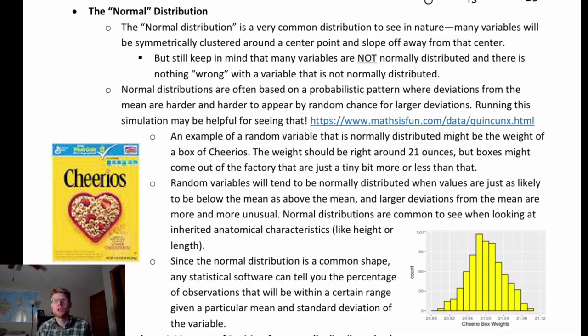So a normal distribution is just a very common distribution to see in nature. Now, I want to clarify though, it doesn't mean that there's something wrong with distributions that are not normal, right? So it's not that other distributions are abnormal or non-normal. I mean, I guess in a technical sense we could say they are, but there's nothing wrong with non-normal distributed data. So just kind of keep that in mind as we move through the course.